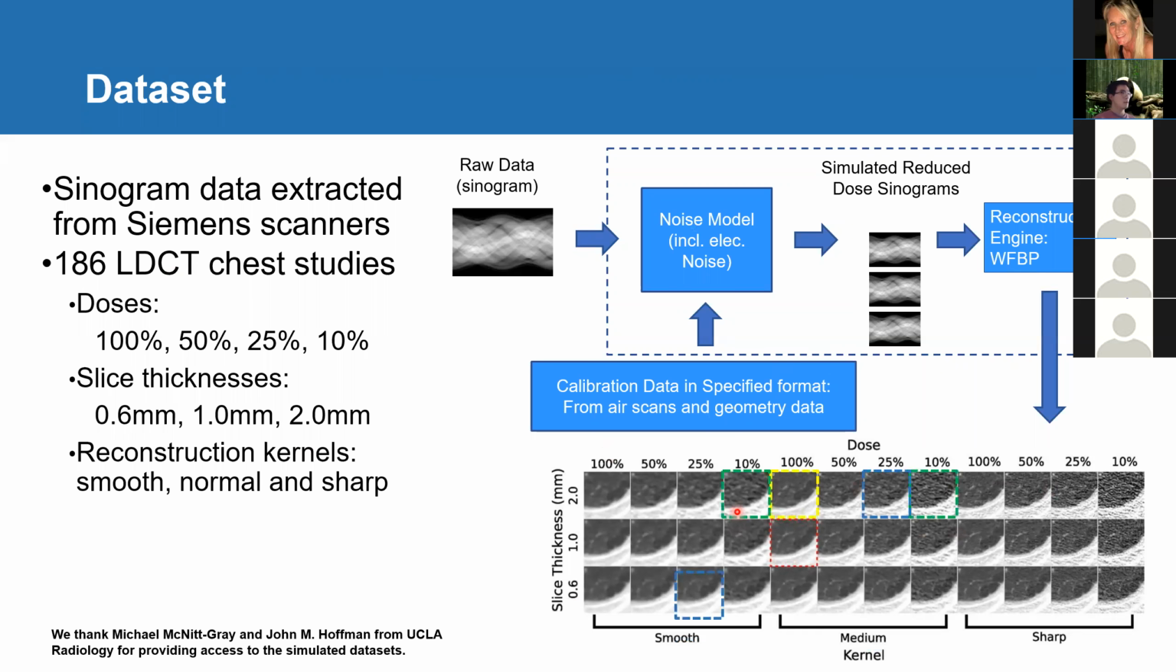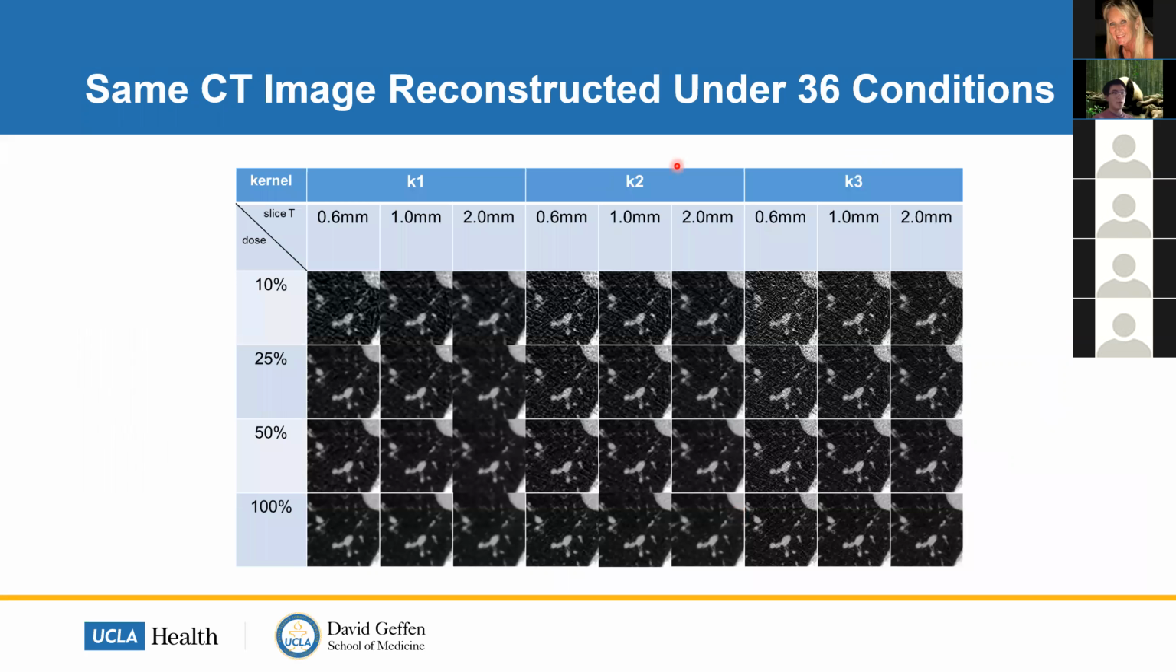Next, our goal is to normalize those various imaging conditions to a reference. For example, as shown here, the same CT image reconstructed under 36 conditions is shown in this table, and all have very different appearances, as you can see. The underlying hypothesis is that if we can make the image quality alike to each other, then the radiomic features can be improved and more reproducible.